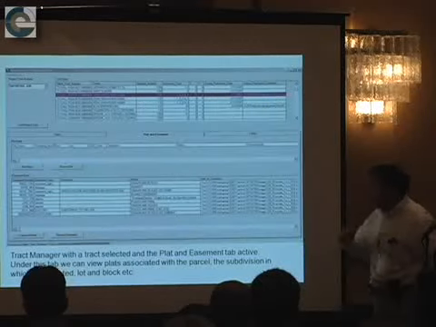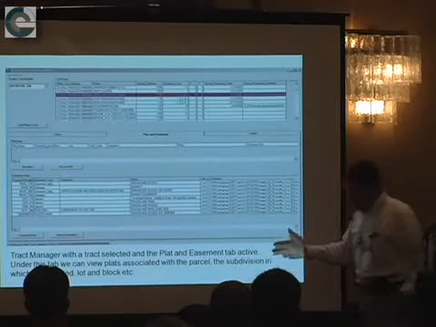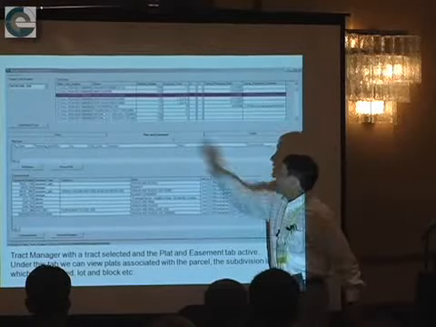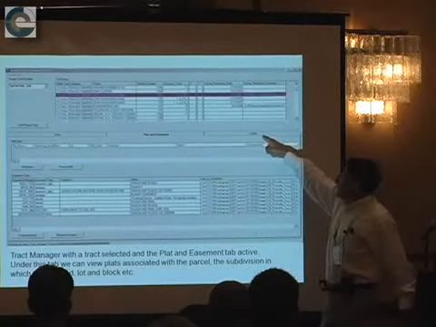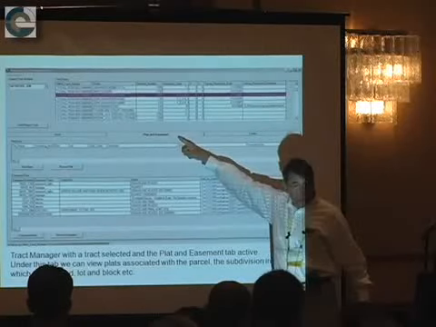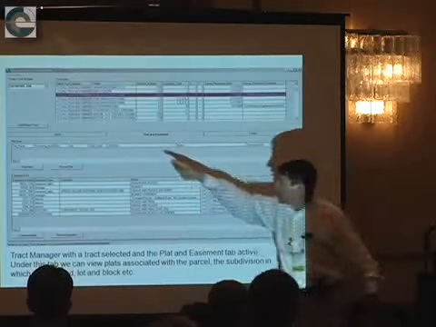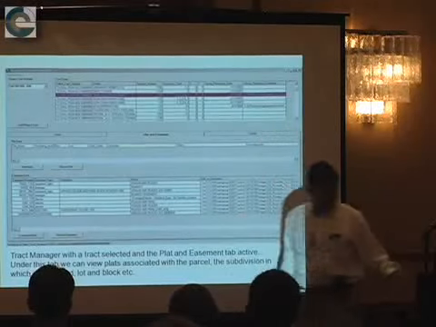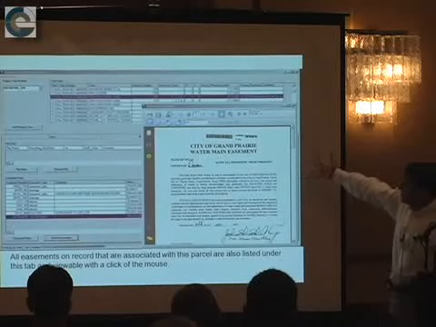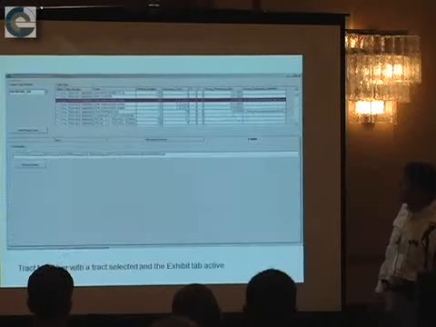Okay, now, once in the track manager you select the plat and easement tab, and under this tab you can view plats. So you see here's deed, here's plat and easement, here's the exhibits. After we build the exhibits, we put them in this database. Plat and easement means subdivision plats, for example. Here's an easement that goes across a subdivision plat for a water main. Clearly, it's important to know where that is.